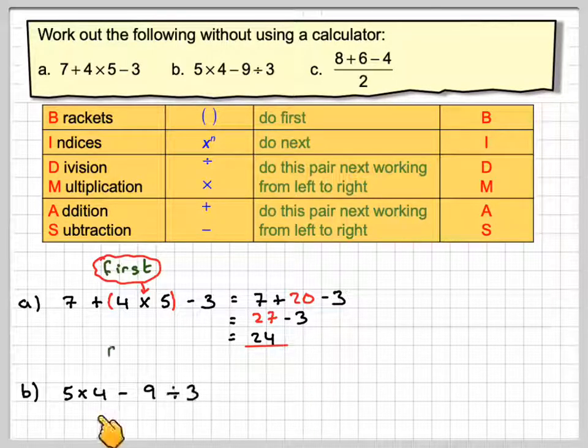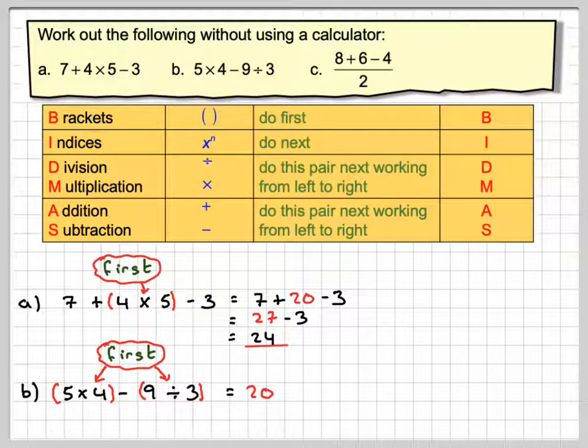B, we've got 5 times 4 minus 9 divided by 3. So first here, we'd have to do this multiplication and this division before we do the subtraction. So if you want, you can put brackets in to help you. So 5 times 4 is 20. We've still got a minus sign. And then 9 divided by 3 is 3. And then 20 take away 3 is going to be 17.